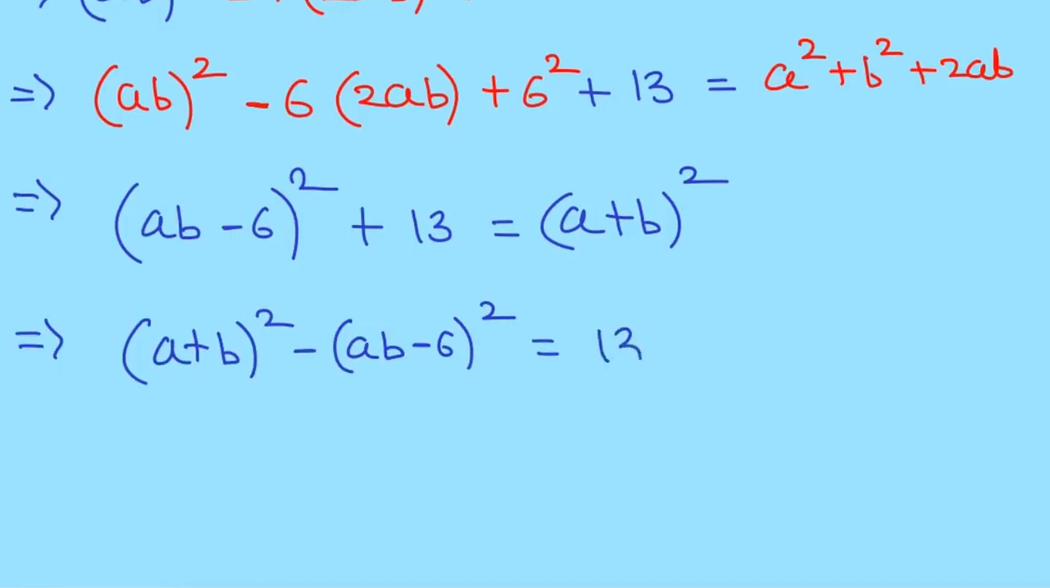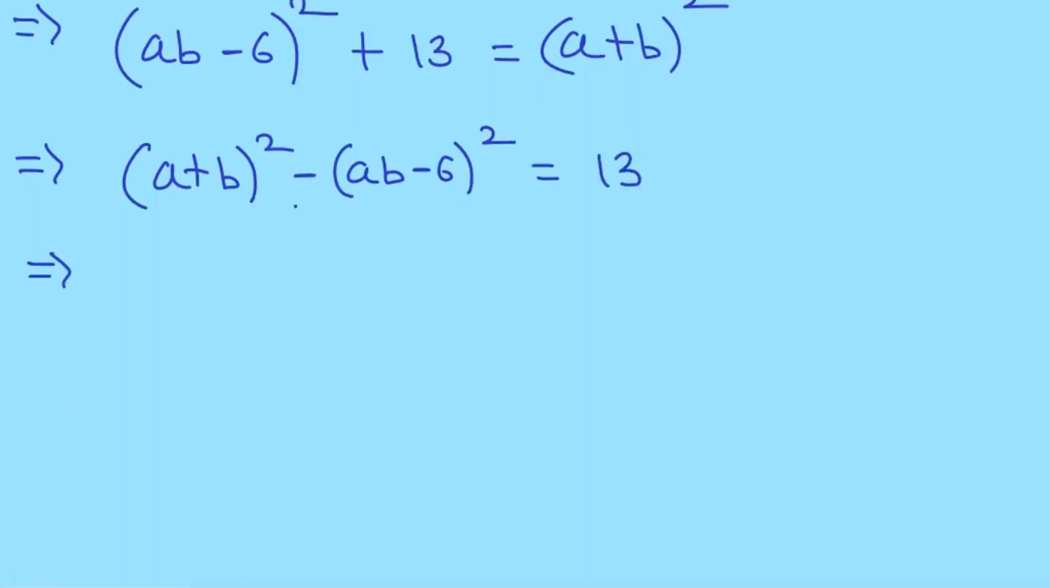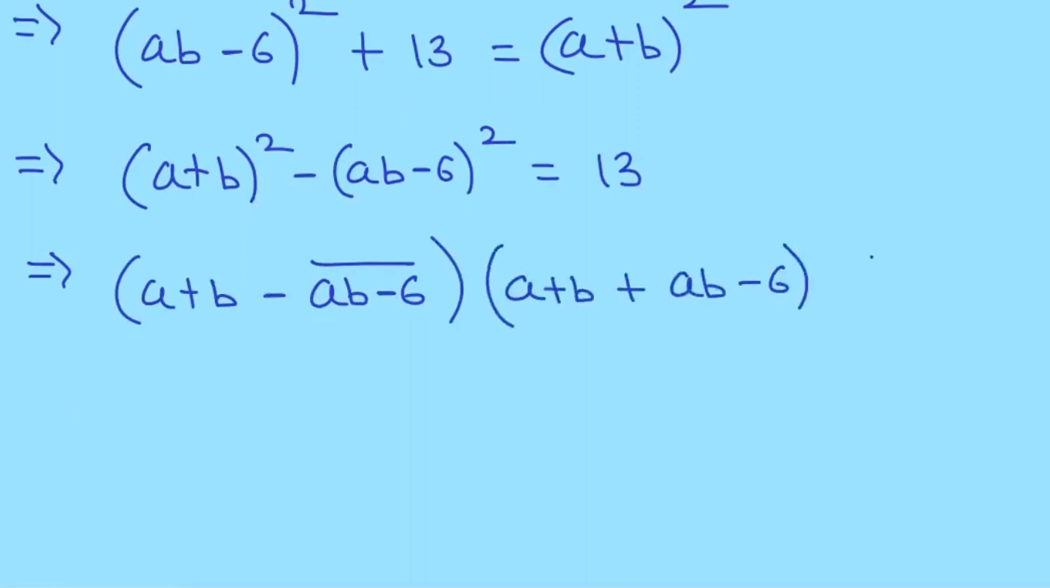Rearranging this result a little bit, we have (a plus b) whole square minus (ab minus 6) whole square is equal to 13. Now let us use the a square minus b square formula, which is (a plus b) into (a minus b). So this is (a plus b minus ab plus 6)... that is, (a plus b minus (ab minus 6)) into (a plus b plus (ab minus 6)), and this is equal to 13.